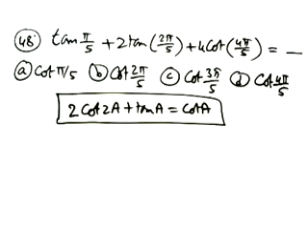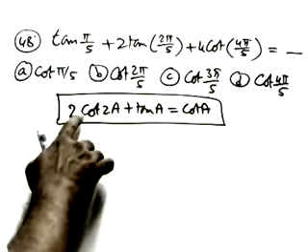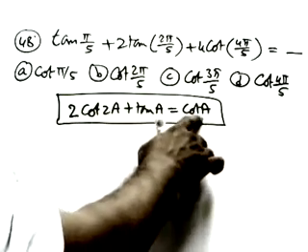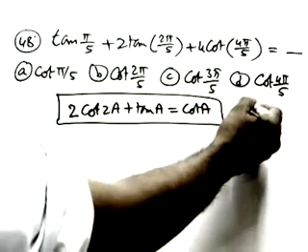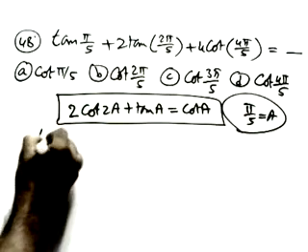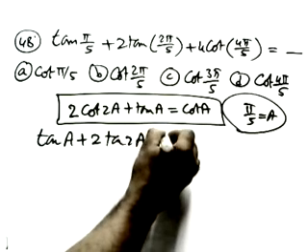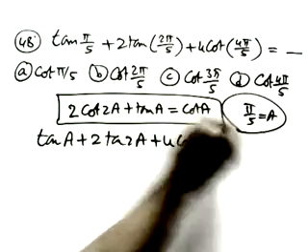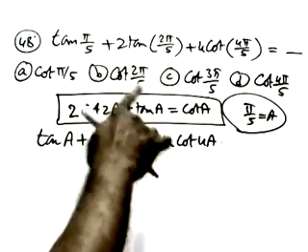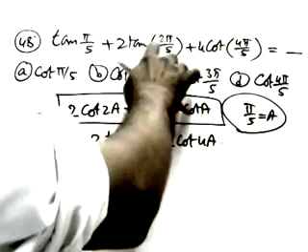Now see here, next question: tan pi by 5 plus 2 tan 2 pi by 5 plus 4 cot 4 pi by 5. You see here, we have a formula: 2 cot 2a plus tan a is cot a. Let me use this formula. Suppose pi by 5 equals a. Then this will become tan a plus 2 tan 2a plus 4 cot 4a. Now what we did, we supposed a equals pi by 5.